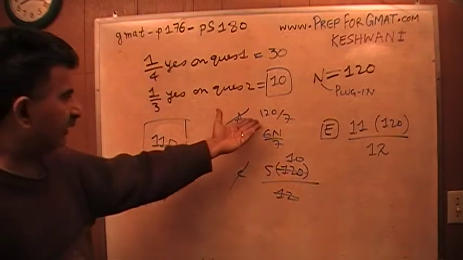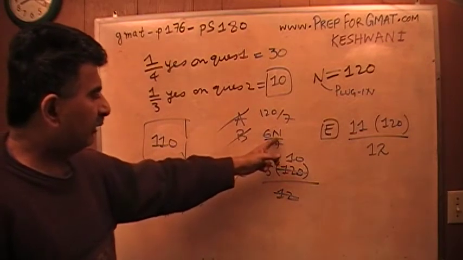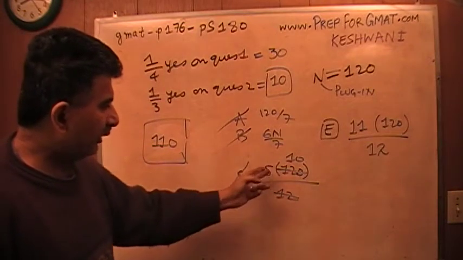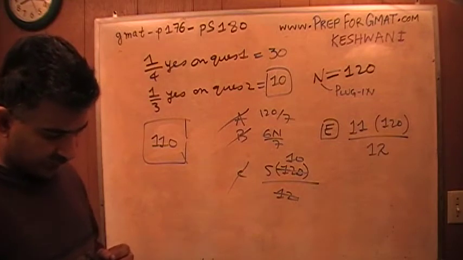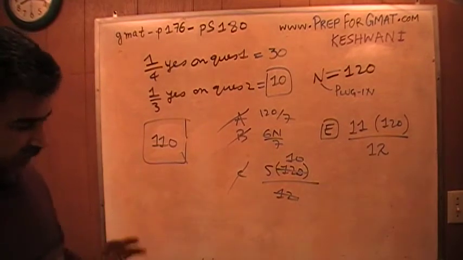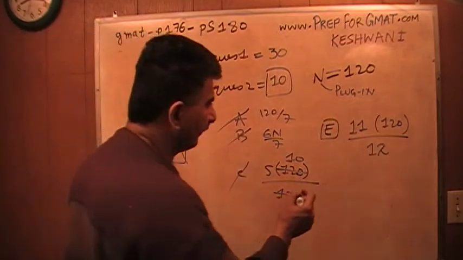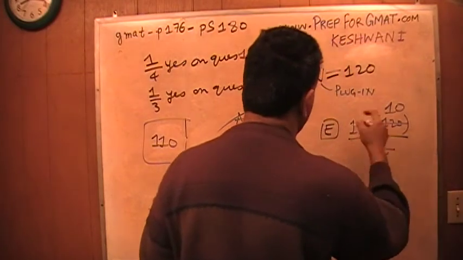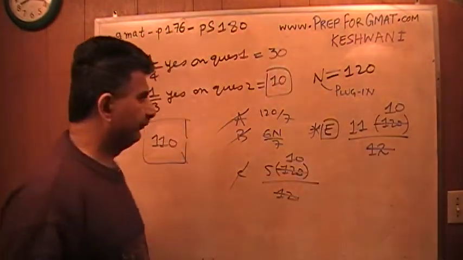Let me start again. That's not going to give us 110. If we put in 120 there, that's not going to give me 110 because there is no way you can get rid of 7. This we already know is 50. And D does not work out to be 110 because you got 7 times 120 over 12. That's not going to give you 110. This is the answer. As you see, 12 into 120 is 10 times. 10 times 11 is 110. There is your answer. And that's it.